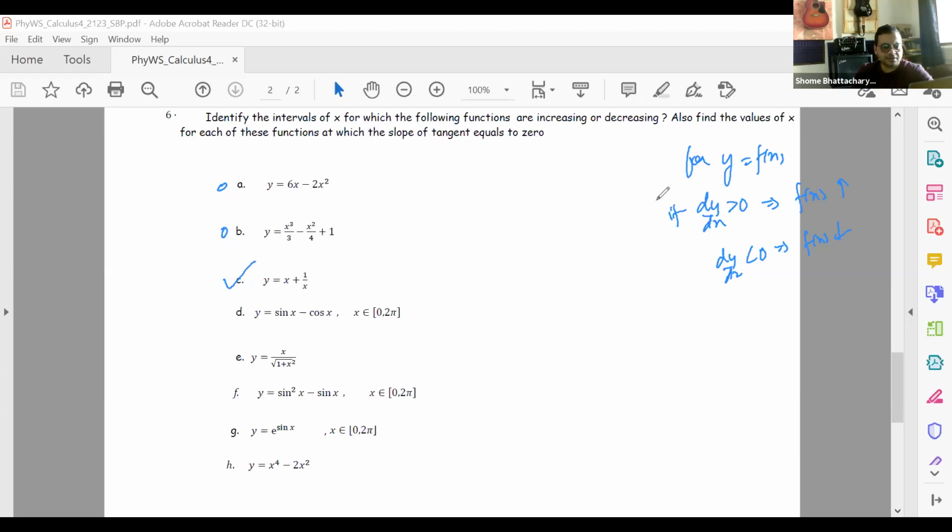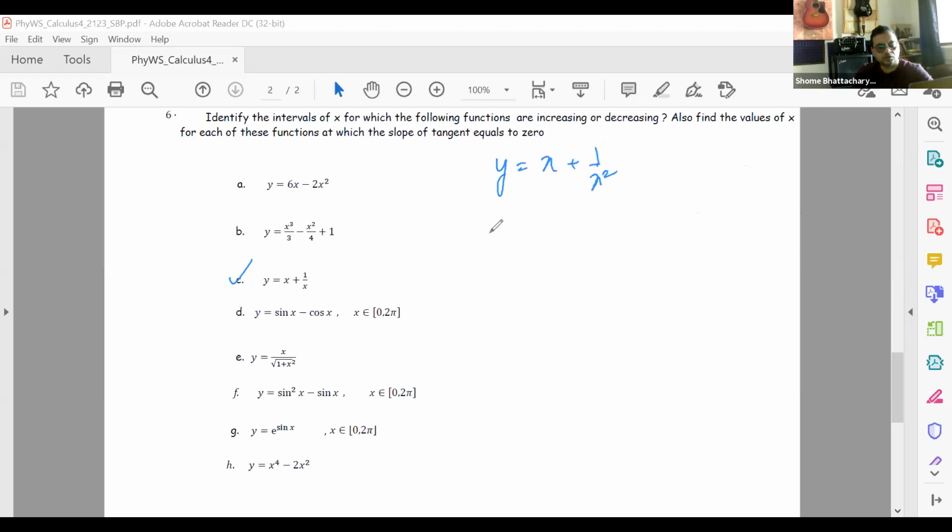So now applying the same principle for part C, let's solve it. Sorry, 1 by x, not x square. So this is the function. The derivative of the function is 1 minus 1 by x square, which comes by differentiating this. Okay.